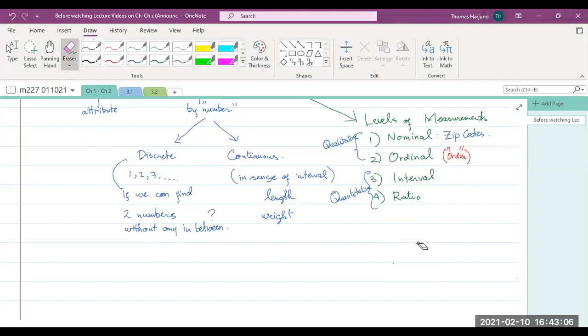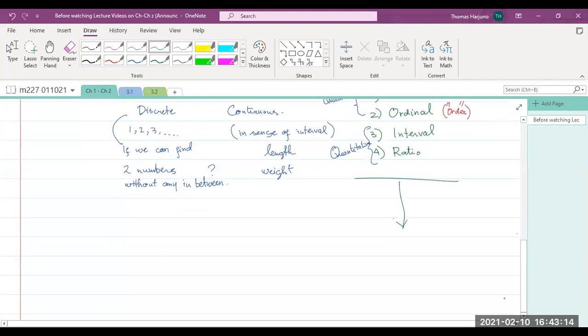Now, one of the consequences of this, and I think neither our textbook nor our lecture video mentioned this, is that only when it is interval or ratio measurement, you can do a histogram. Now, what is a histogram, Thomas? You will see that in chapter 2.